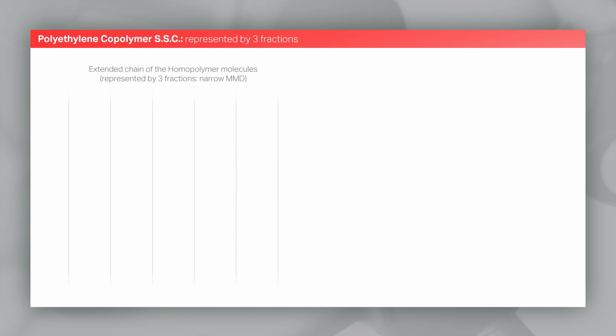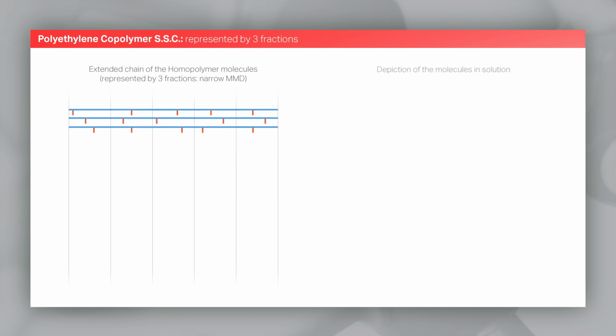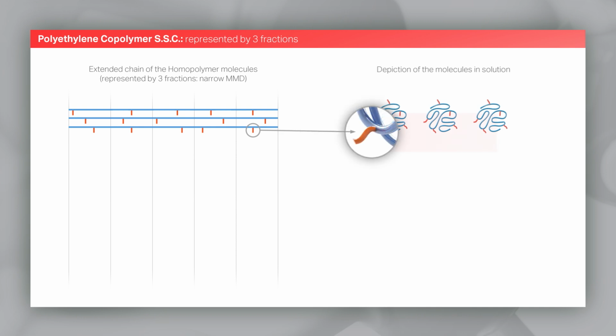In this depiction, we see that all molecules have the same number of branches per unit length. This is usually expressed as number of methyls over 1,000 carbons.